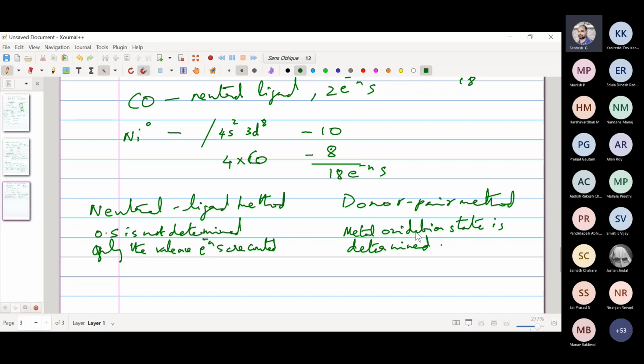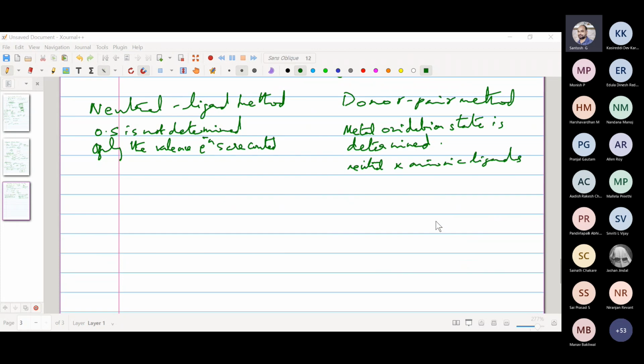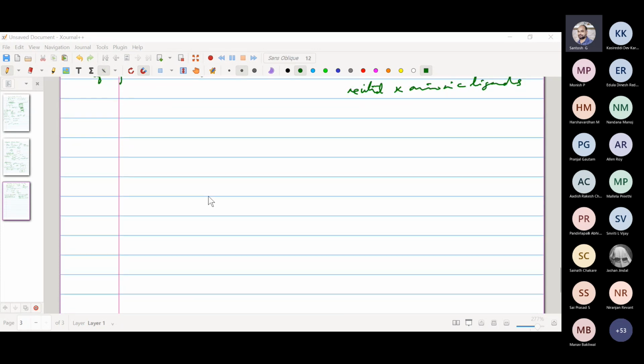Now, in order to determine the metal oxidation state, a clear differentiation between neutral and anionic ligands has to be made. Here also you differentiate between neutral and anionic ligands, but you don't seek to find the oxidation state of the metal. How do you apply these things? I will give you a mixed example, and then we will learn how to apply this. Let's take this complex.